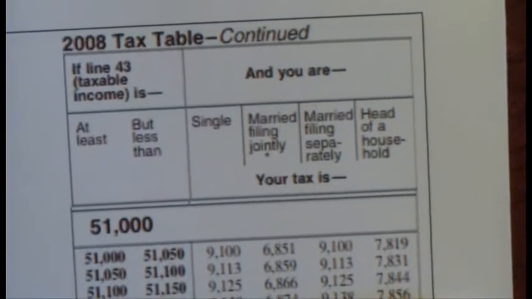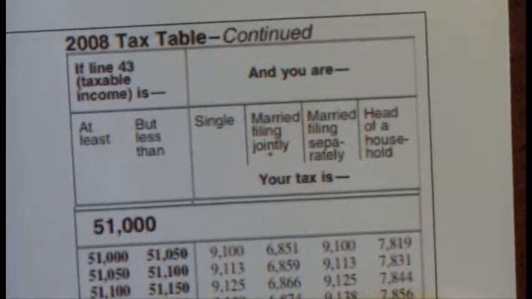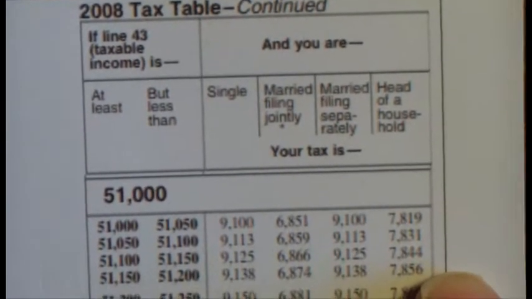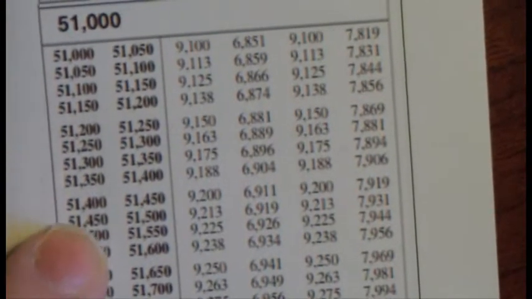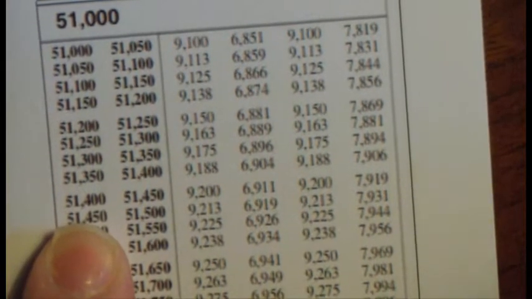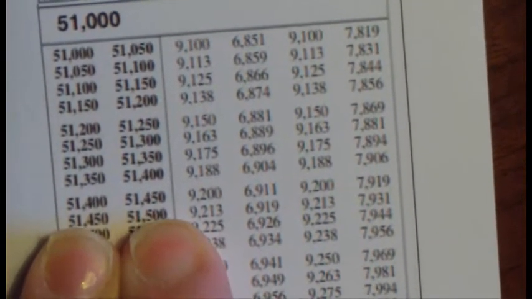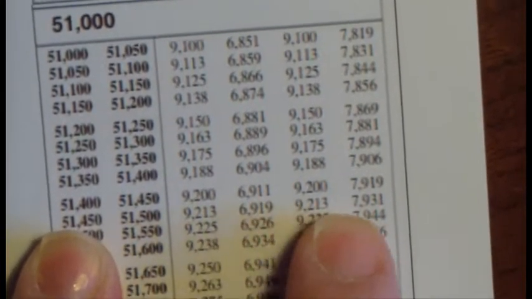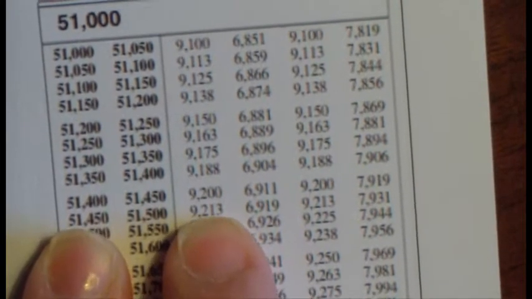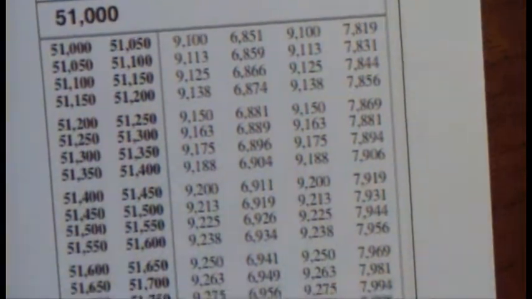So say somebody had a taxable income of $51,425. So we would go down and find, if we had $51,425, it's bigger than that, and it's less than $51,450. So we would use this row of the table to figure out what our taxes was depending on our filing status. So hopefully that makes a little bit of sense.